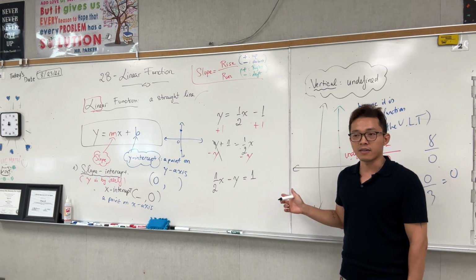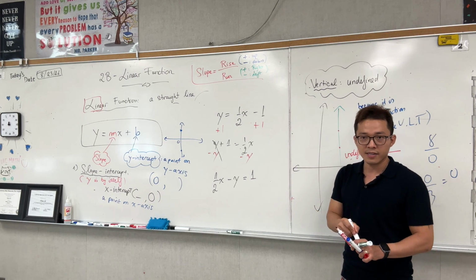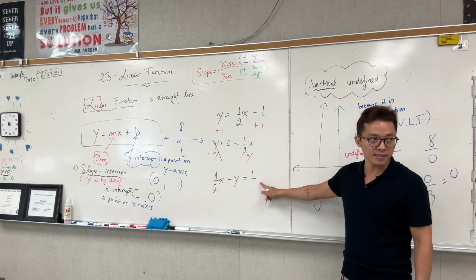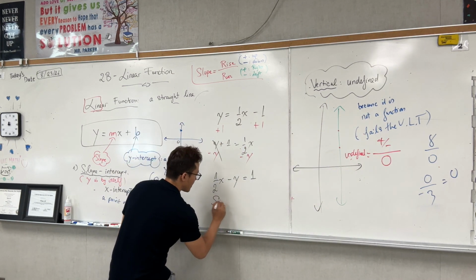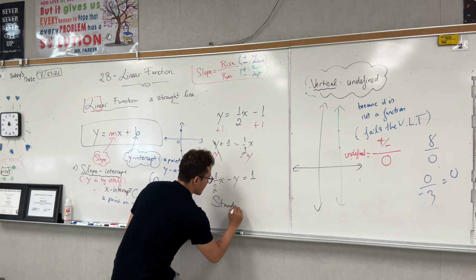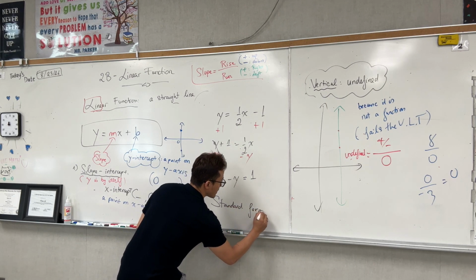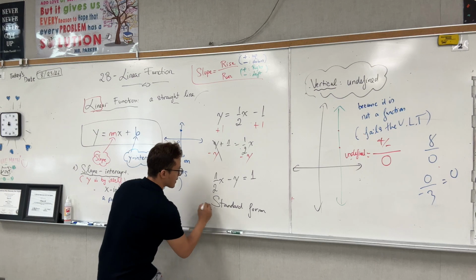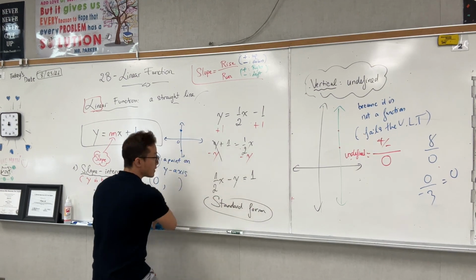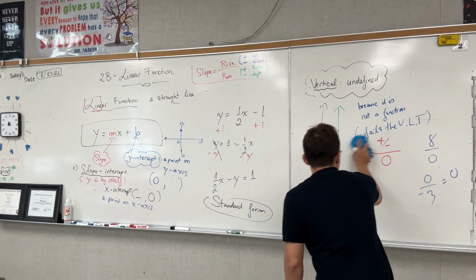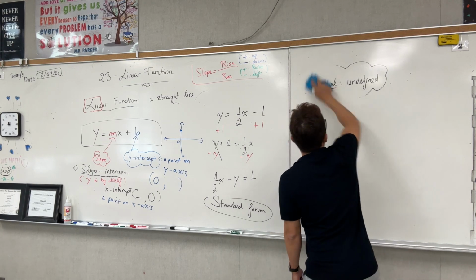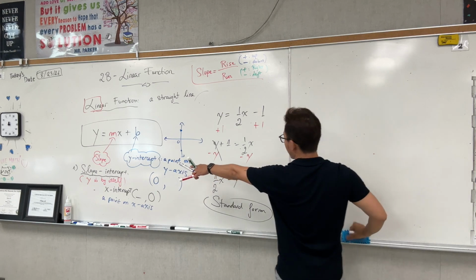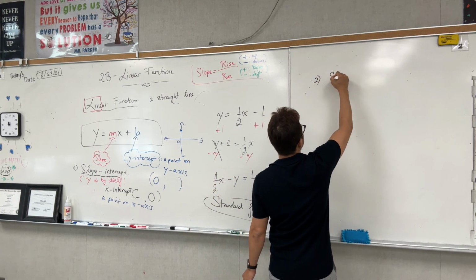This is actually another form of linear function. When you see the numbers by itself like this, they call it, who knows? Standard form. Very good. Standard form. So the first one is slope intercept. I'm going to write it here. Standard form.